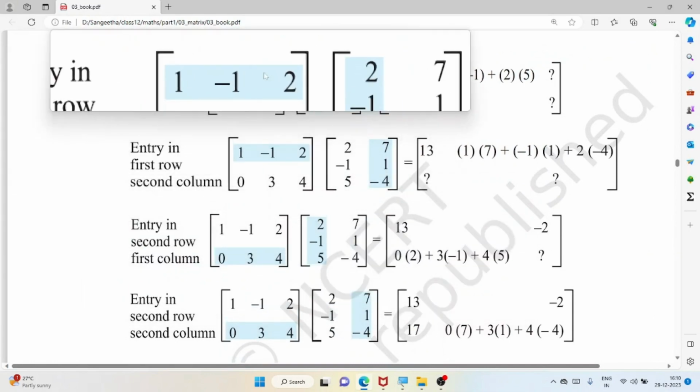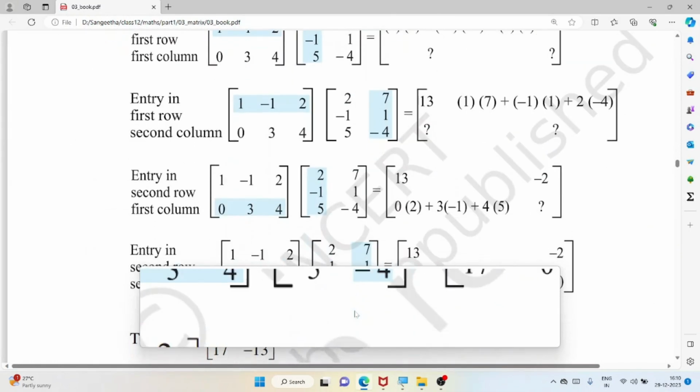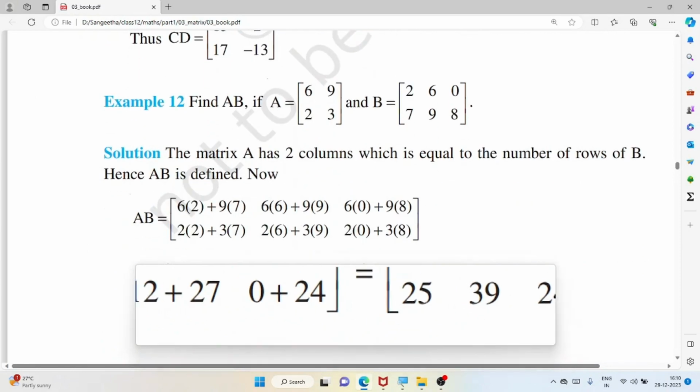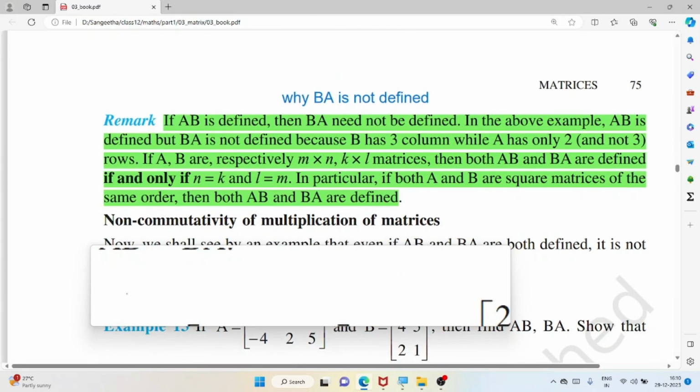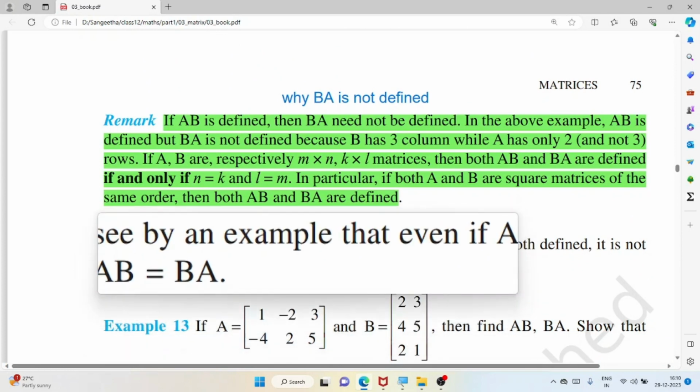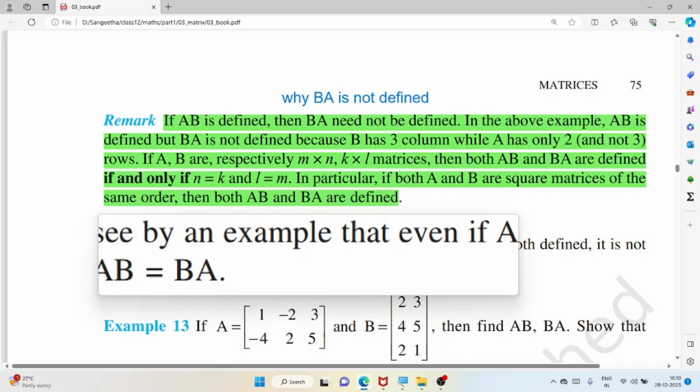This is how you multiply matrices. I highlighted how they are multiplying the matrices. See, AB is defined but BA need not be defined. In the above example, AB is defined, BA is not defined because B has 3 columns and A has only 2 rows. So that is why BA is not defined.